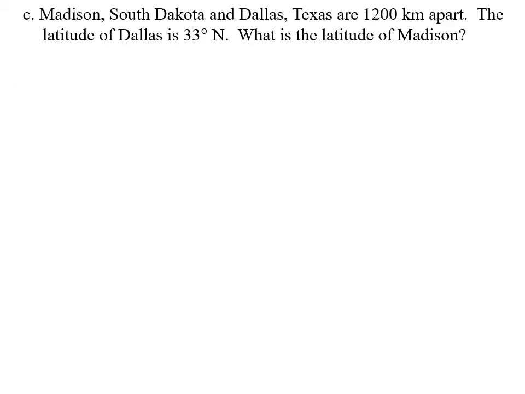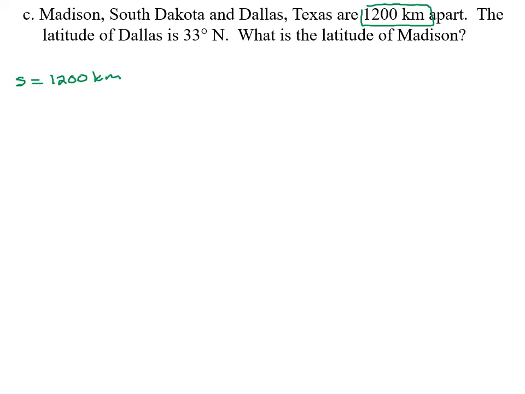This one's a little bit different. This one says Madison, South Dakota, and Dallas, Texas are 1,200 kilometers apart. Since they are 1,200 kilometers apart, then I can do the arc length formula and say that one city is at 33 degrees north. I can find the other city using the arc length formula. So here, this 1,200 kilometers, that is my arc length. That would be like my answer on the previous page.